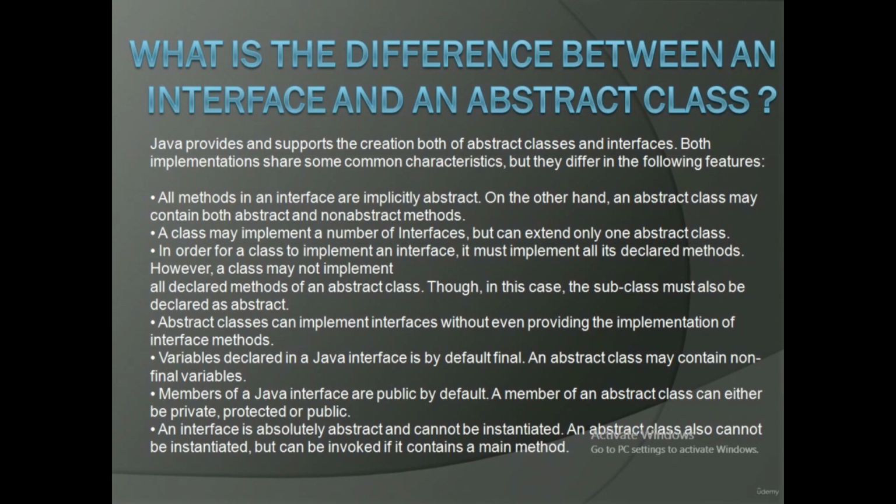Variables declared in a Java interface are by default final. An abstract class may contain non-final variables. Members of a Java interface are public by default. A member of an abstract class can either be private, protected, or public. An interface is absolutely abstract and cannot be instantiated. An abstract class also cannot be instantiated but can be invoked if it contains a main method. Let's see another question.